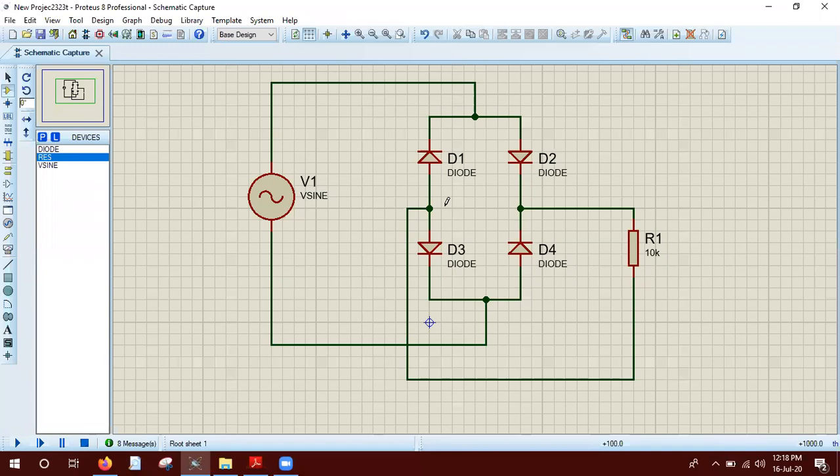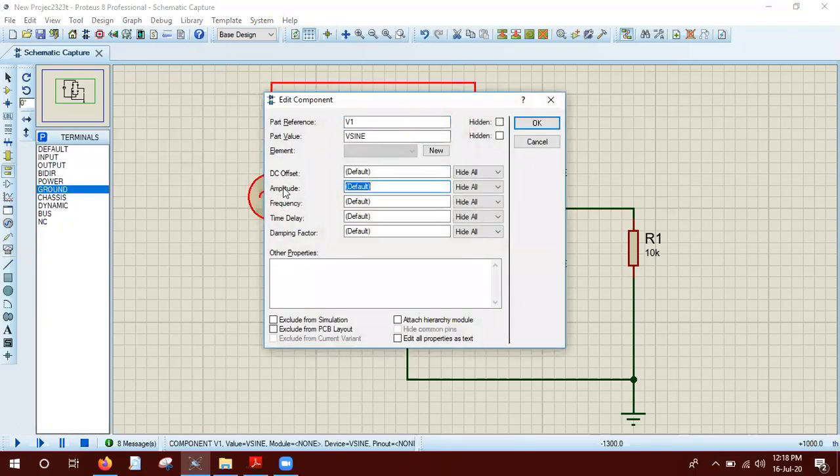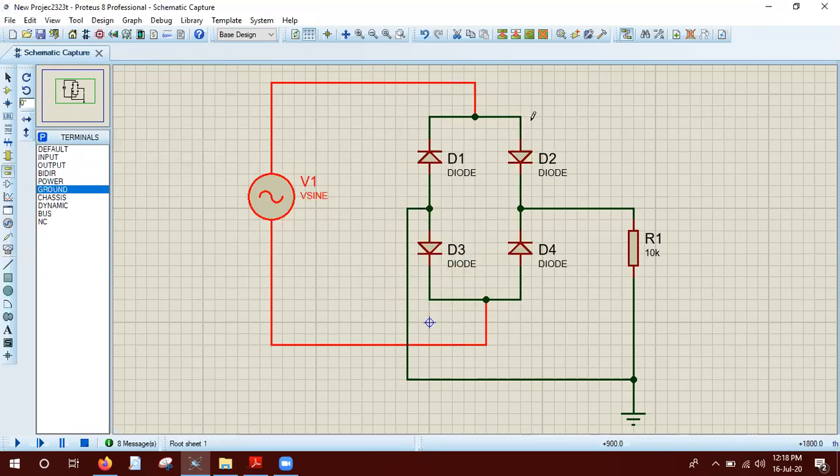So we have the input, we have our output. It is not completed yet, because to find out the voltage we need a reference. So that's why we need to connect the ground. So we connect the ground in the output section here. Clear? And let me edit the sine wave value. Suppose for example it is 10 volt amplitude, and the frequency is 50 hertz. So now everything is done.